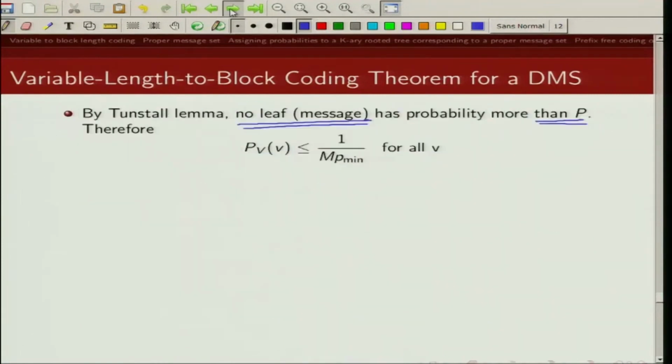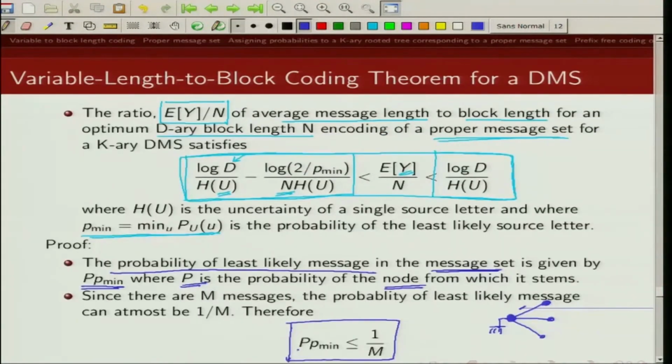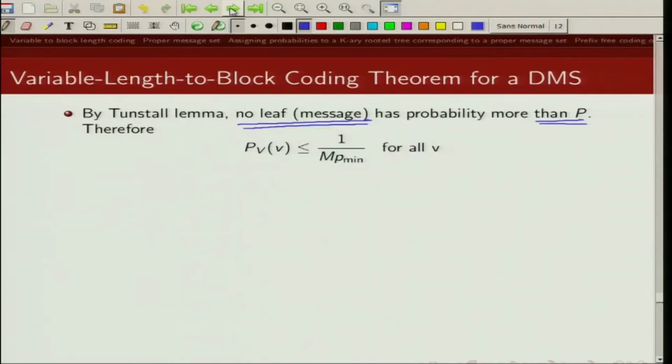which corresponds to the probability of a leaf, then from here we can write p as less than or equal to 1 by p minimum. So we can write that no leaf has probability more than p. So the probability of a node is basically less than or equal to 1 by m p min.